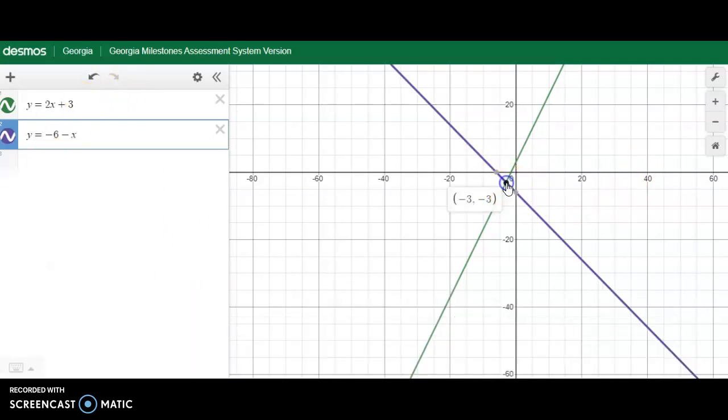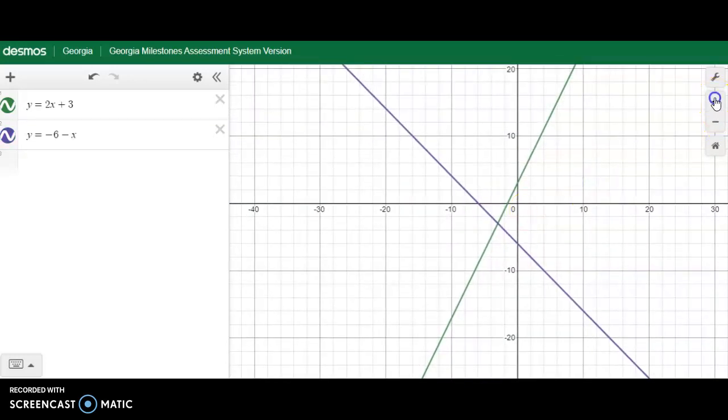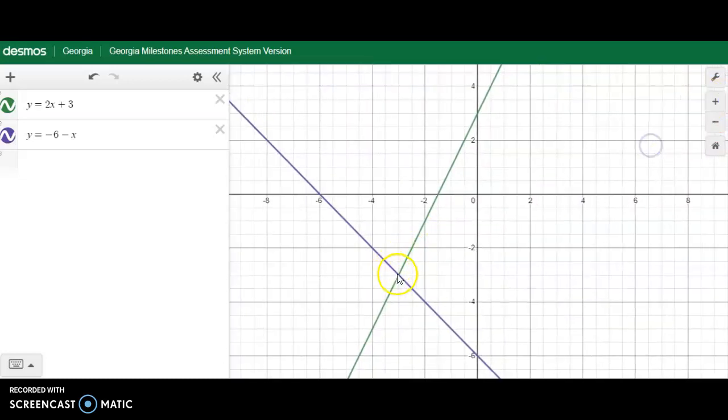So you could look at your graphs, at your multiple choice options, and see which ones match this. I'm going to zoom in a little bit. I'm a little bit zoomed out right now. And then you could also just look at the point to get your solution. Wherever they cross is your solution. So here our solution is negative 3, 3, and that's what our two lines look like.